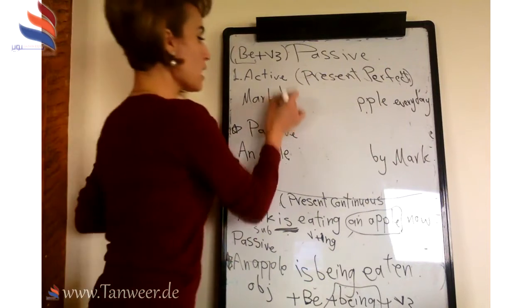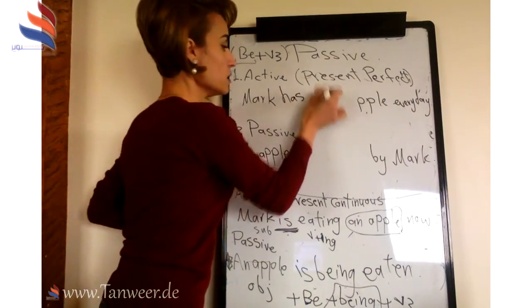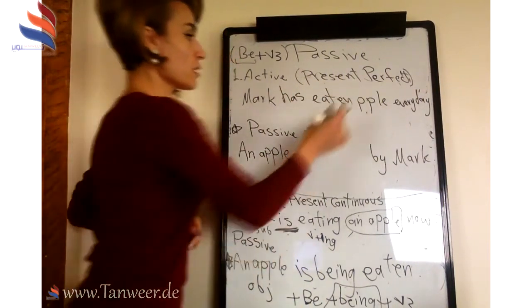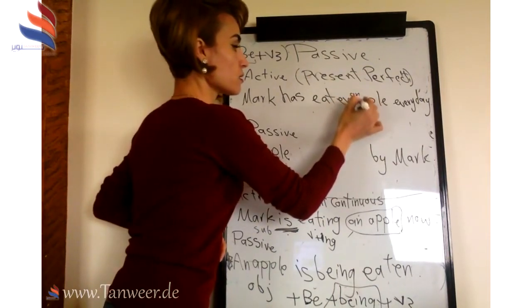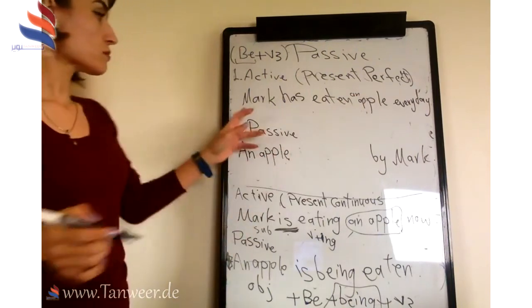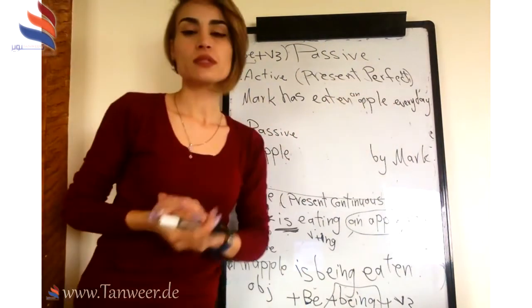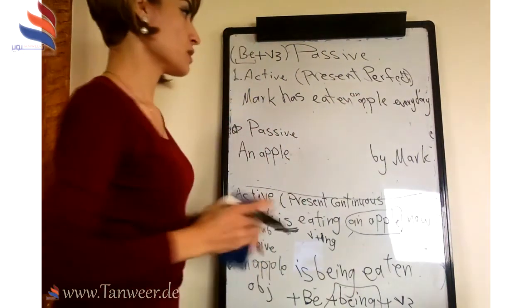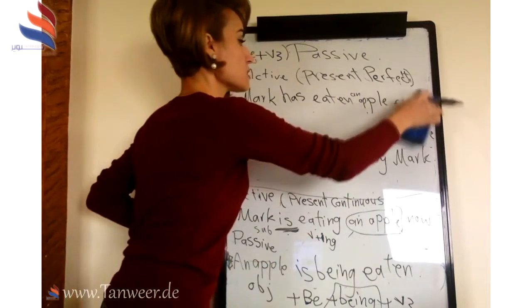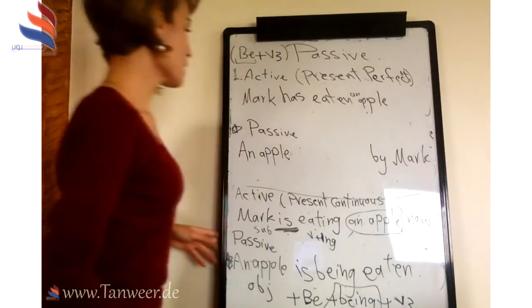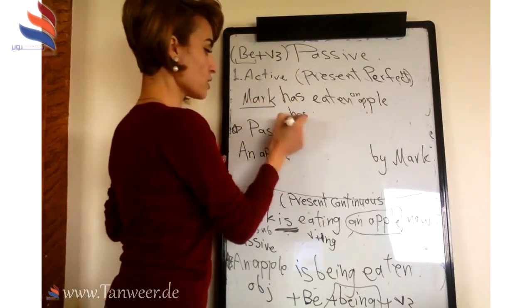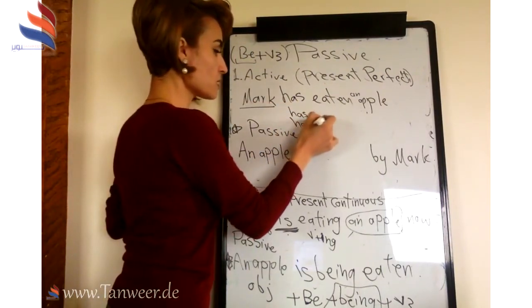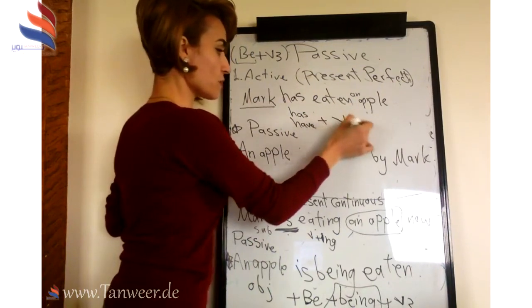Mark has eaten an apple. Of course, I have to drop every day. Mark has eaten an apple, okay? As we can see here, we have the subject. We have has or have, depends on the subject, plus verb 3.